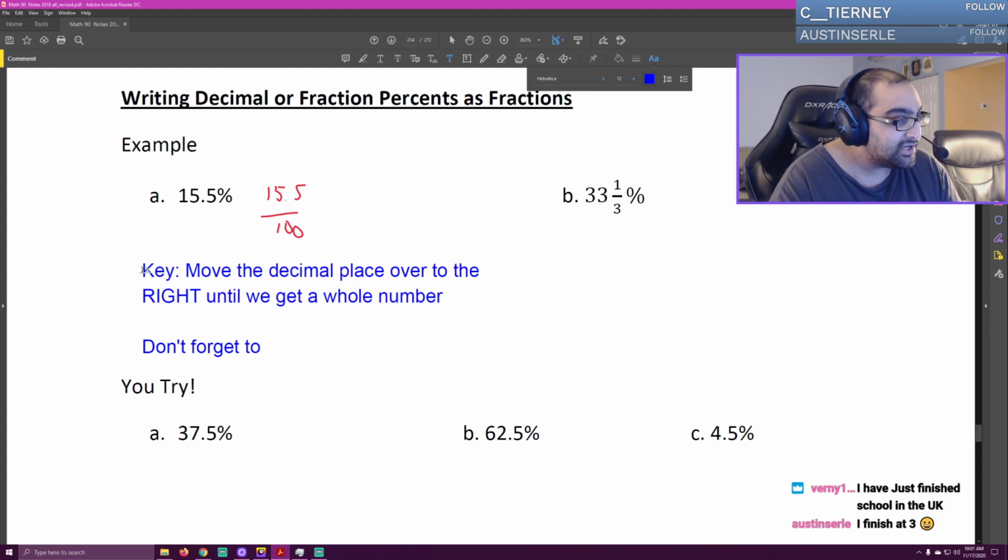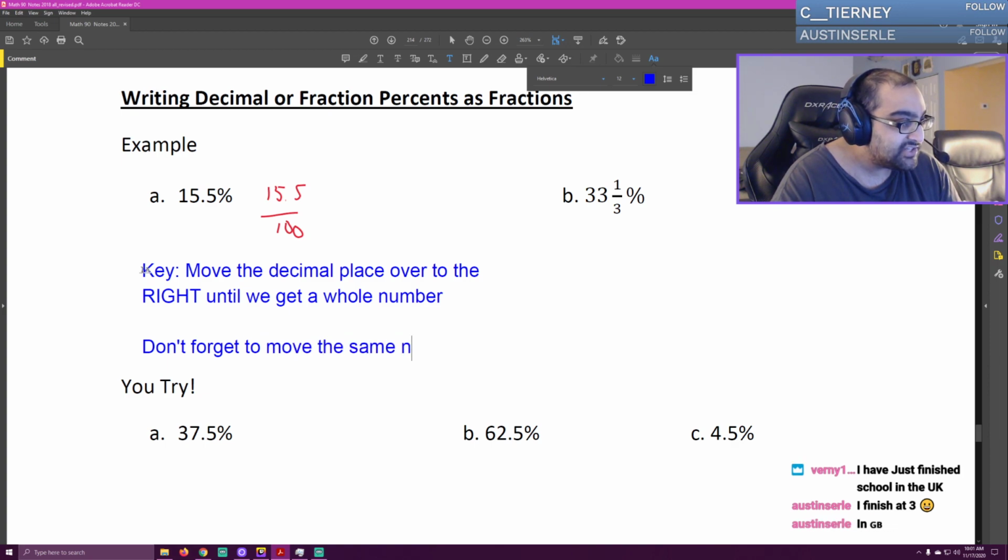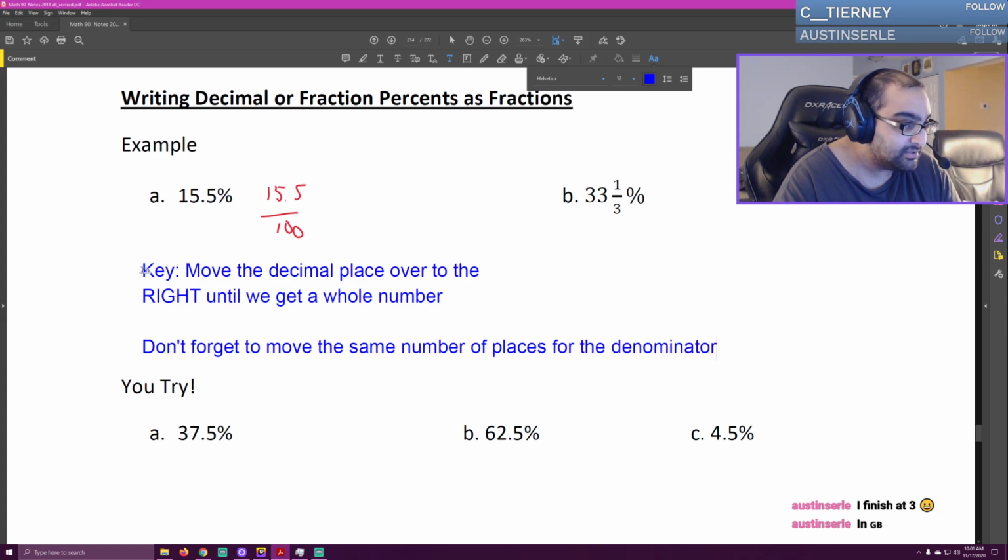Now, one of the second keys is don't forget to move the same number of places for the denominator as well. Okay?